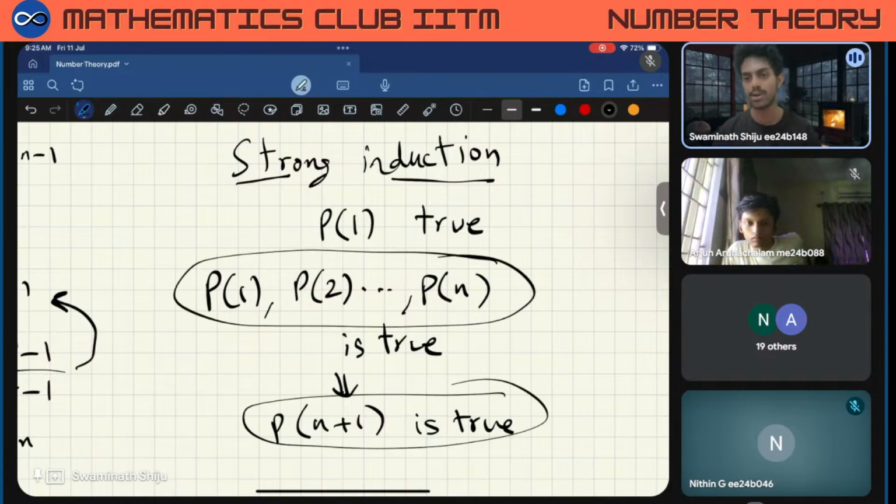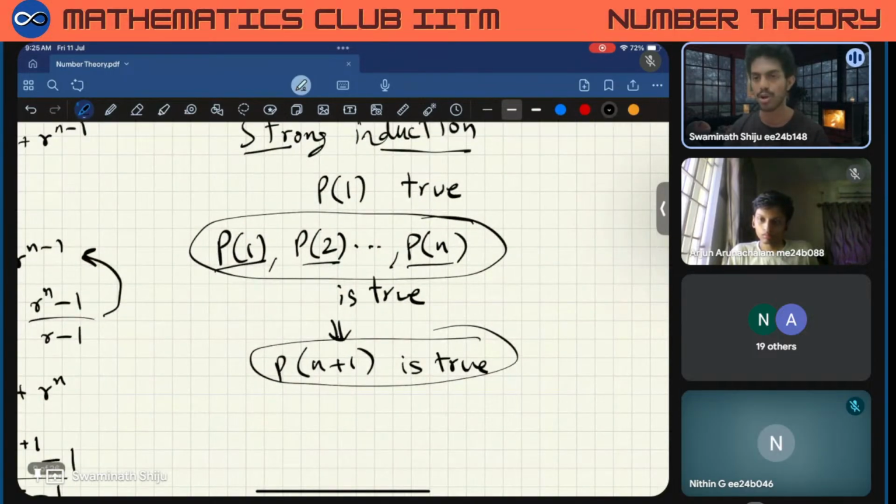They are logically equivalent, of course, because P of 1 is true means P of 2 is true. P of 2 is true means P of whatever n is true. If weak induction were to hold, this would be true either way. There's no difference logically between them. The only difference is in the things that we need to prove for it to work.